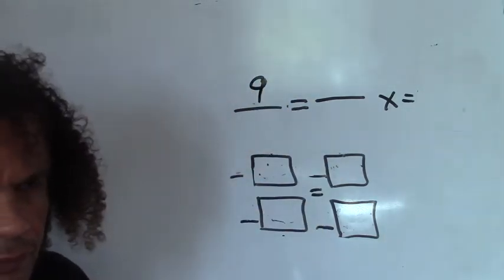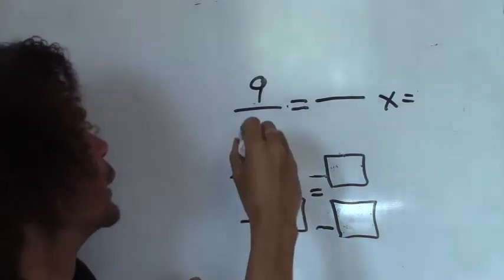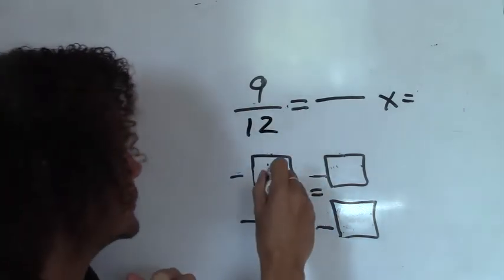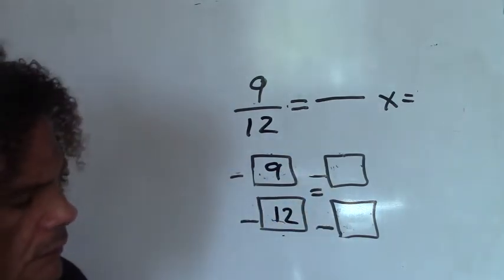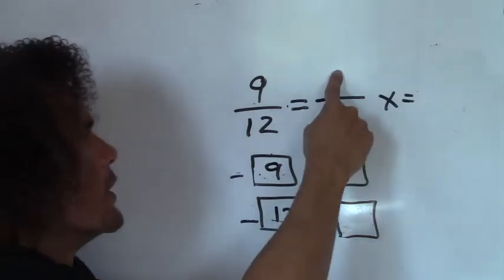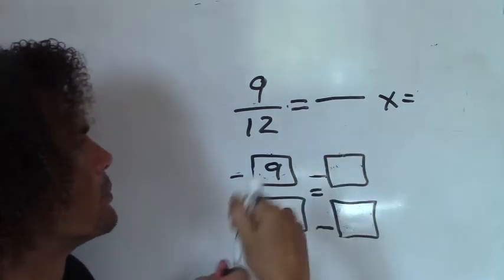And then below the 9, put 12. Okay, I like it. And then on the other side, put 36. Ooh, where does the 36 go? Here or here? Bottom. Put 36 on the bottom.